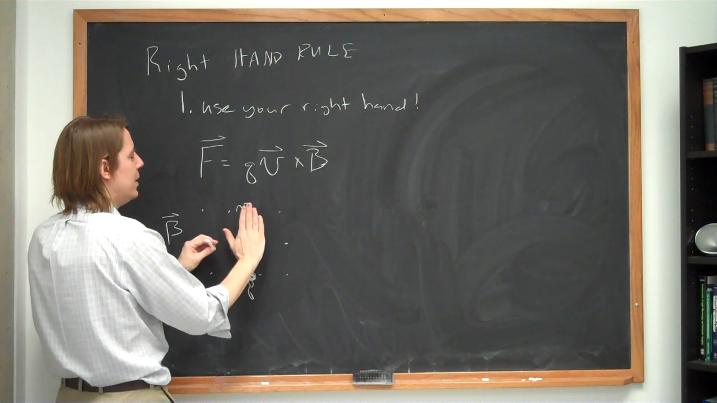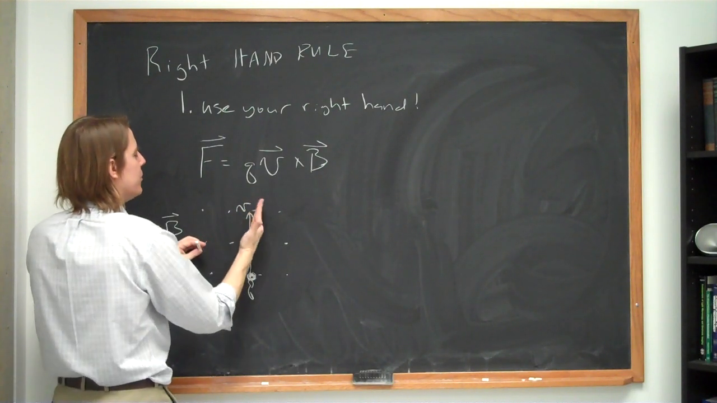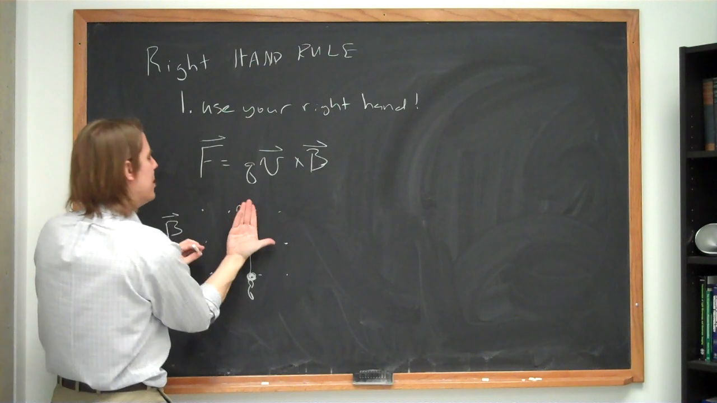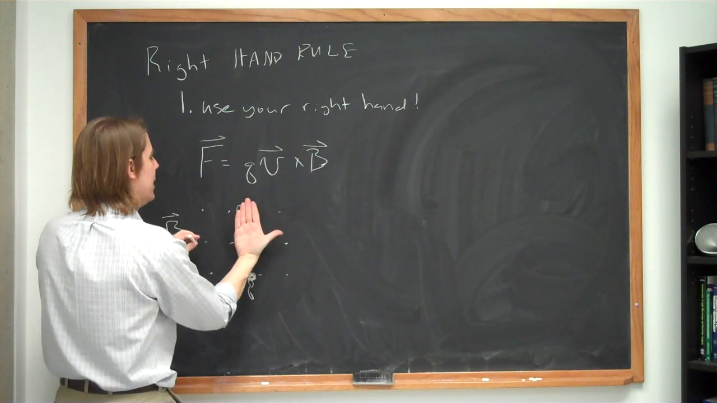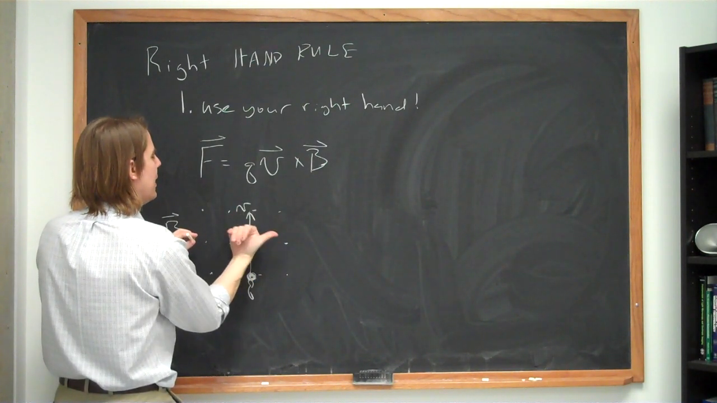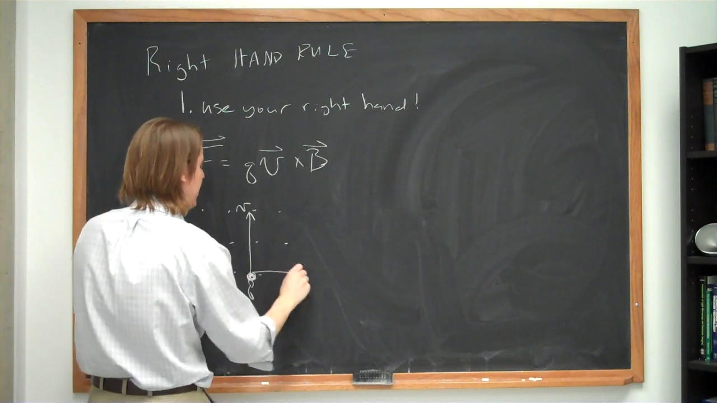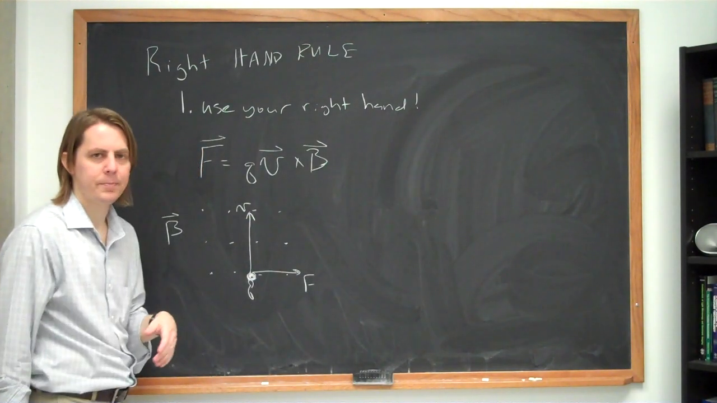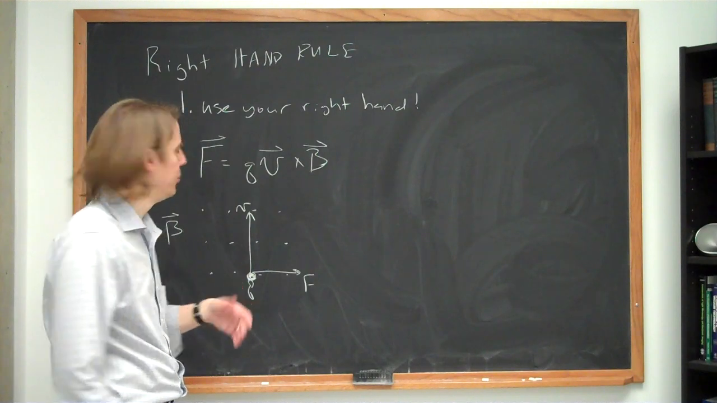There's only one orientation that will do that. If I turn it this way, it's going against B. If I turn it this way, it's going 90 degrees to B. If I turn it this way, it's V, and the fingers point to B. In that case, the thumb points to the right, and the force is that way. We could do the opposite.